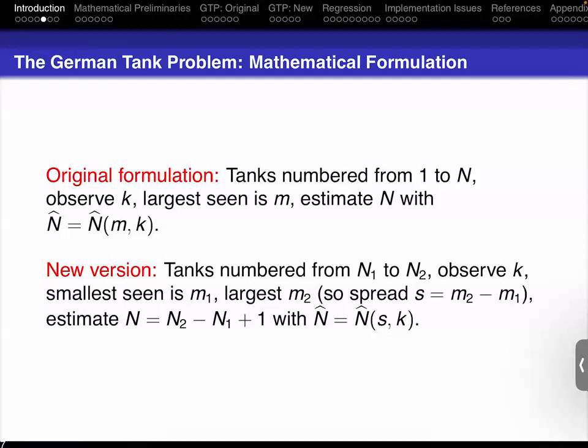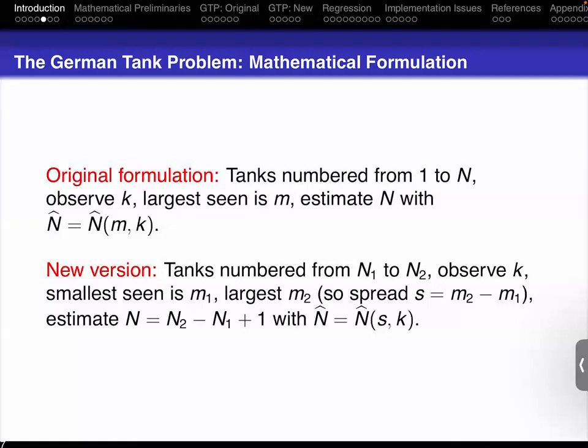Can anybody give me a lower bound on how many tanks there are as a function of m and k? A lower bound. There has to be at least this many tanks. M. That's the best answer you can give me. Well, if the largest serial number I observe is m and the tanks are labeled consecutively, there's got to be at least m. There is another answer you could give that is correct. It's not as good as m.